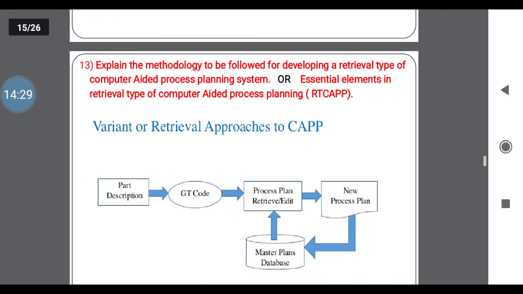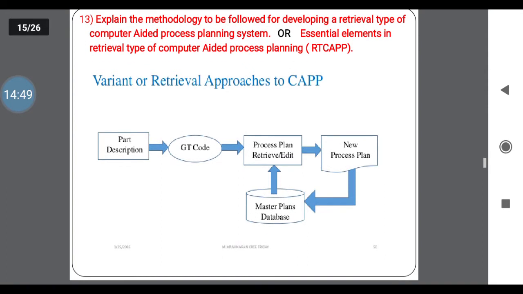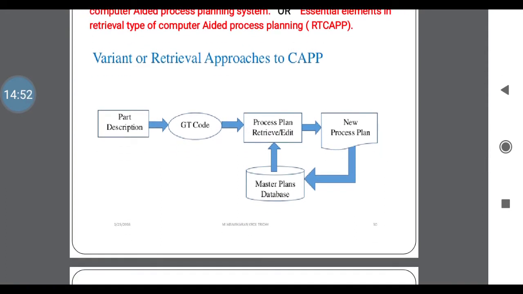Next is to explain the methodology to be followed for developing the retrieval type of CAPP system, or this question may be asked as essential elements in a retrieval CAPP system. Methodology and essential elements are the same. In the exam they may ask to explain the methodology or essential elements. This is a block diagram of the variant or retrieval type of CAPP. It is also called a variant.